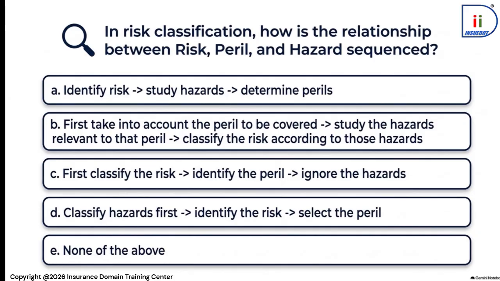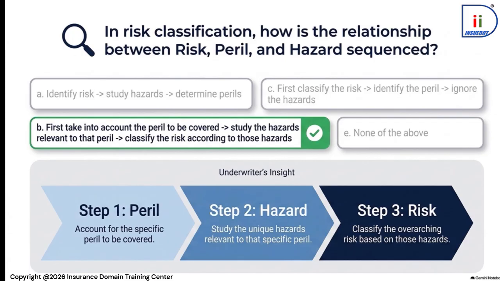Have you chosen the answer? Pause the video if you need some more time. The correct answer is option B. First, take into account the peril to be covered, then study the hazards relevant to that peril, and finally classify the risk according to those hazards.